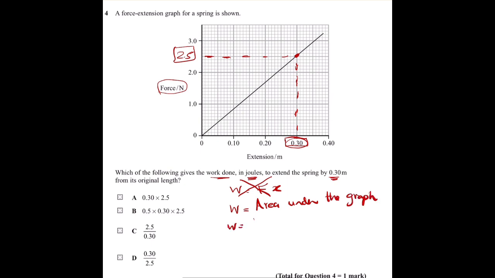Work done equals half times base times height. The value of the base is 0.3, times the height, which is 2.5. The correct answer for question 4 is B.